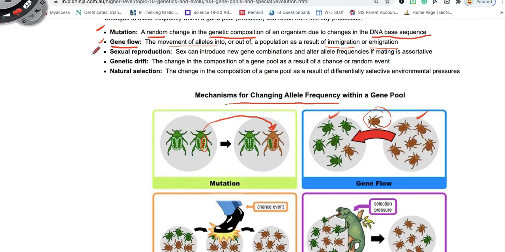Another example that drives change is sexual reproduction. We know that organisms that reproduce sexually can alter their genetic or gene combinations. Therefore, they can alter their allele frequencies. And we know that meiosis is a driver of change for that.